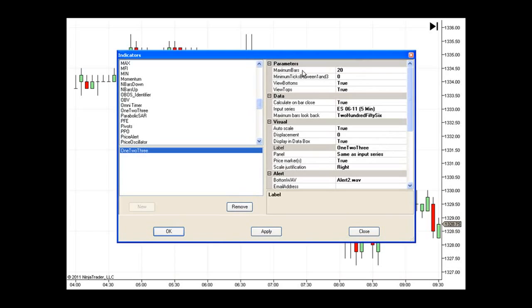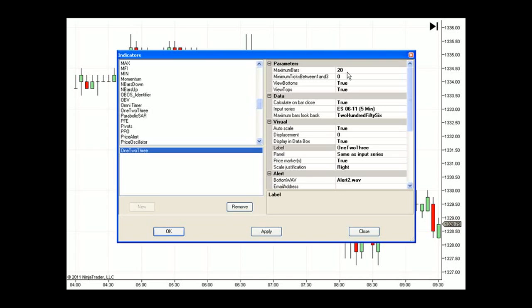The first parameter is the maximum number of bars. Now what this does is it sets a maximum number of bars that the 1-2-3 formation has to complete in. The idea here is that if the market is taking too long to complete the formation, it's lacking the required momentum for a serious breakout below the number 2 point, or above the number 2 point, depending how the formation is setting up as a topping or a bottom formation.